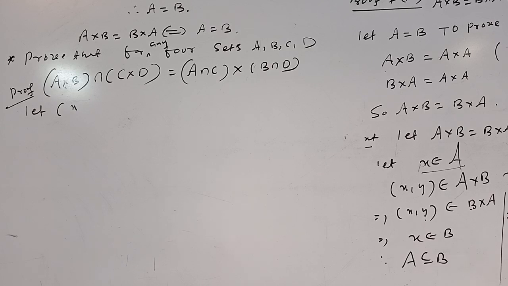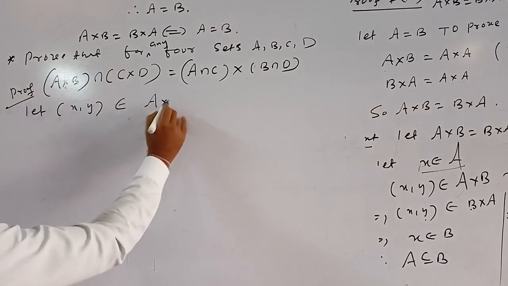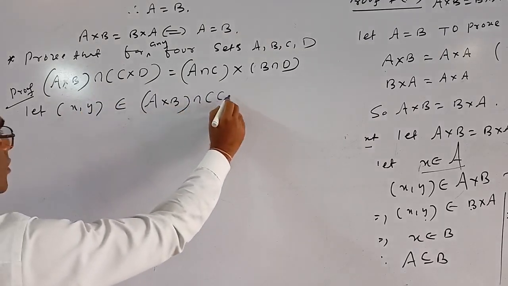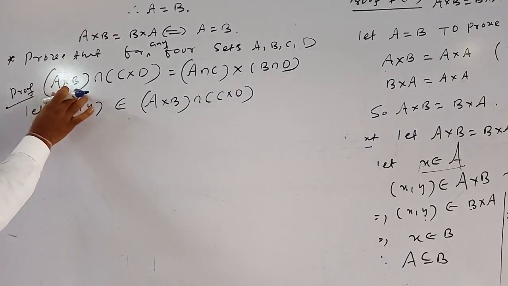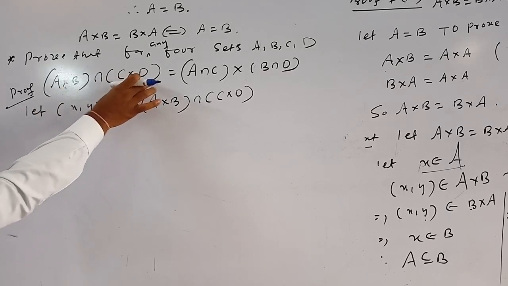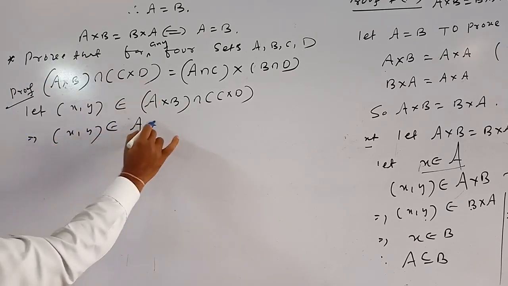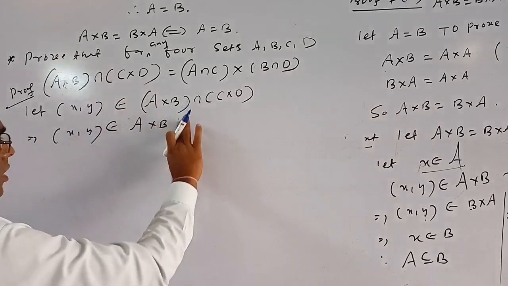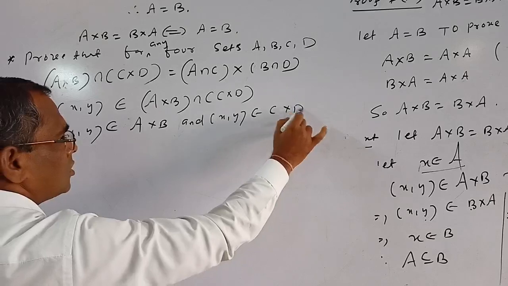First we take an element, any element of the LHS part. Okay. That is the ordered pair (x, y). The ordered pair (x, y) belongs to (A × B) ∩ (C × D), because A × B is a Cartesian product, C × D is a Cartesian product, and the intersection is there. That implies the ordered pair (x, y) belongs to A × B, and the ordered pair (x, y) belongs to C × D.